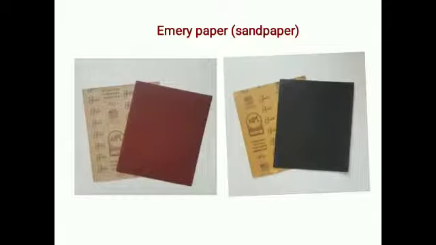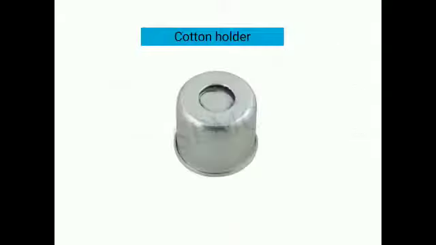Emery paper or sandpaper. These abrasive sandpapers with different numbers and different abrasives are there for mechanically finished surface. Operations include polishing, paint removal, corrosion removal, etc. Cotton holder. It is used to hold the cotton in this bin.